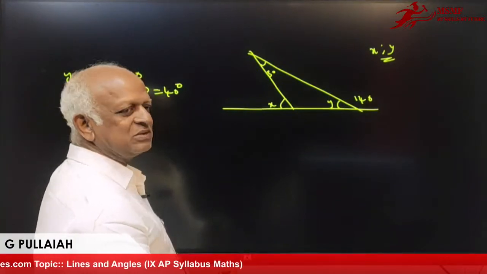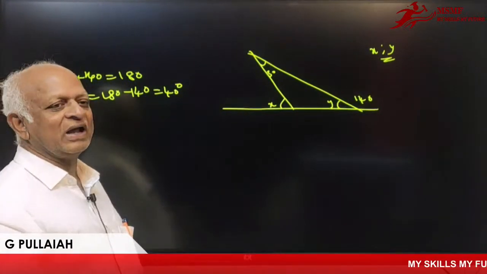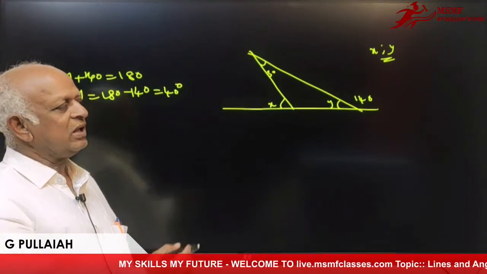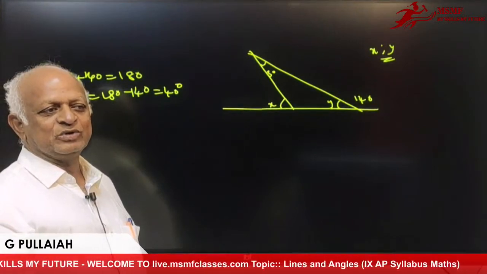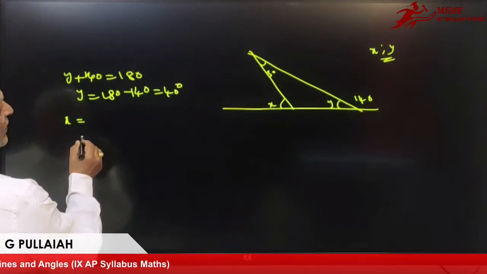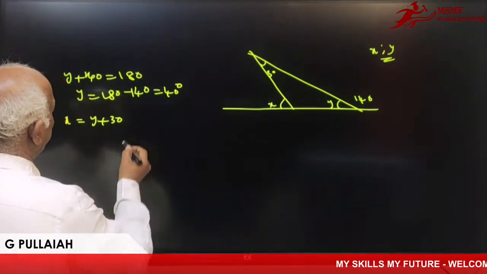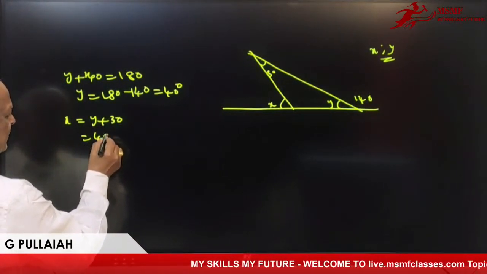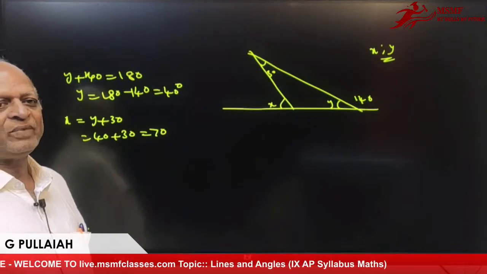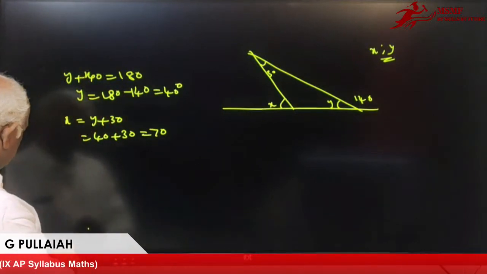What can you say in this concept? x is nothing but the exterior angle of the given triangle. The exterior angle of a triangle is equal to the sum of the two interior opposite angles. So x is equal to y plus 30. We got y as 40, so 40 plus 30 is 70. Think about these concepts very carefully. I think nothing is difficult here. Shall we proceed?